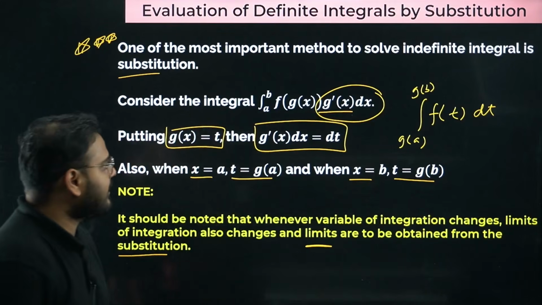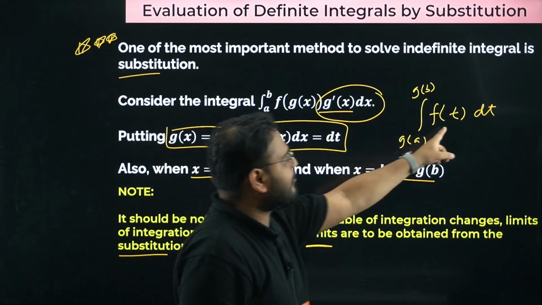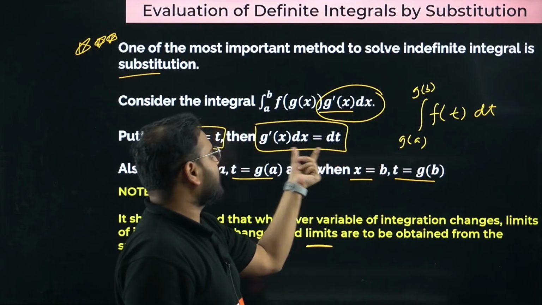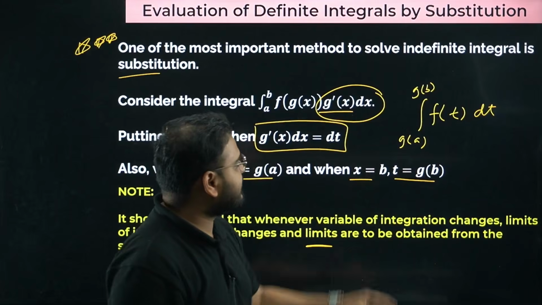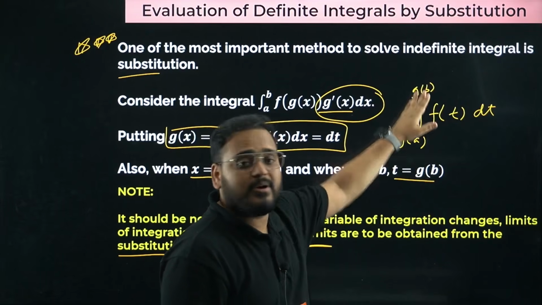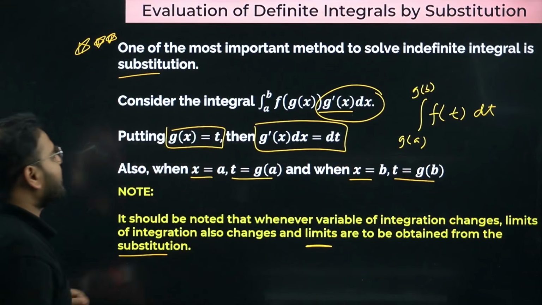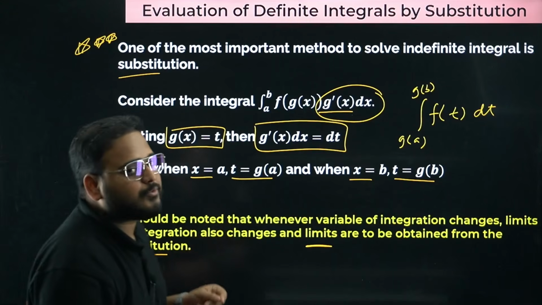f of t dt. f of g(x) is there, no? So f of t dt. This part is dt, no? That's why you can see the difference in the integration. You have to also change the limits over here. That's very important in the case of a definite integral using the substitution method.